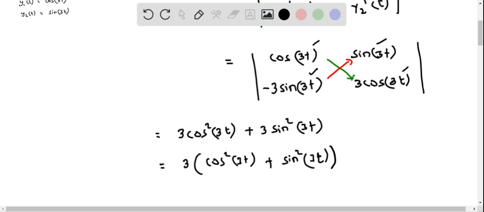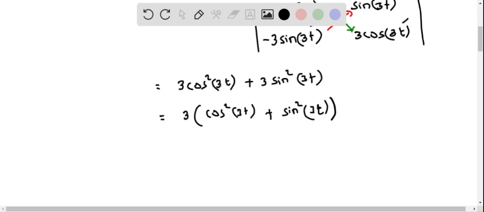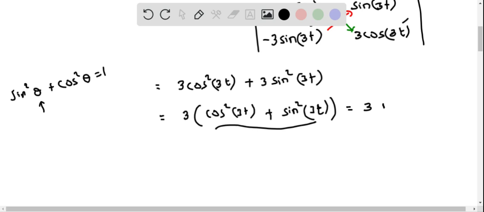And using the Pythagorean identity, we replace this expression by 1, because sine squared theta plus cosine squared theta equals 1. If we replace theta by 3t, we get this expression, which equals 1. So this equals 3 times 1 equals 3. That is, the Wronskian equals 3.